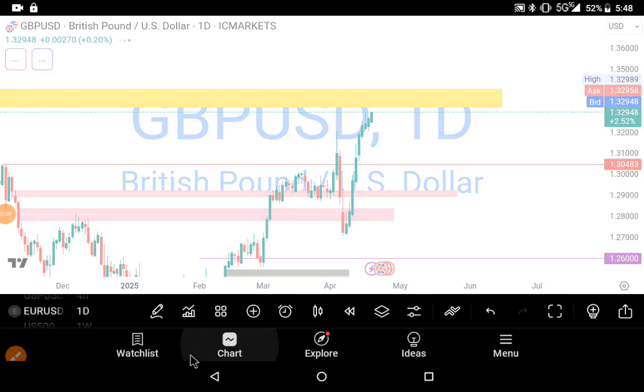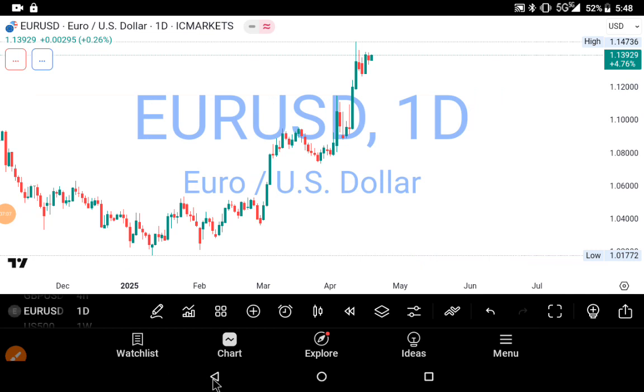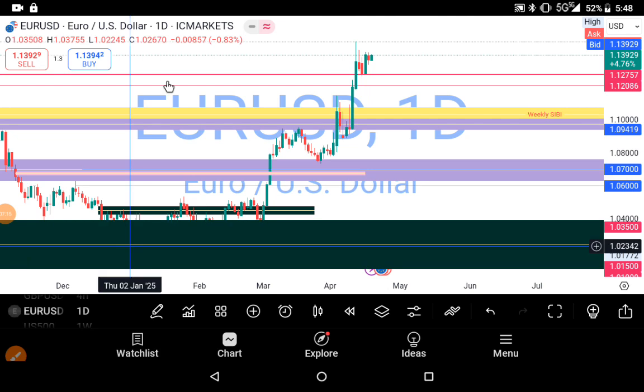Then we go to our fiber, which is the Euro USD. Euro USD last week I was interested in the market price giving us 1.11 thousand.